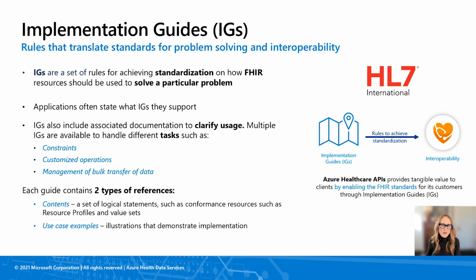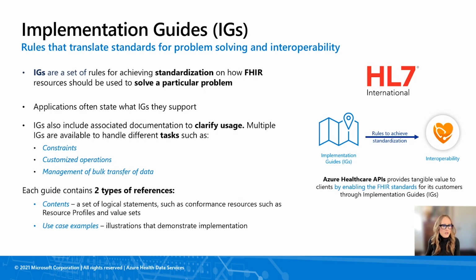Again, we want to think about how the 80-20 rule could be applied: what resources must be included within an implementation, what should be included, where should extensions be used. And within defining an IG, we want to think about constraints. Are there certain elements we don't want to apply? Are there certain customized operations that should be thought about?